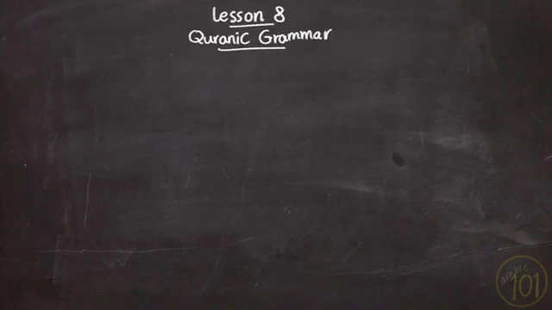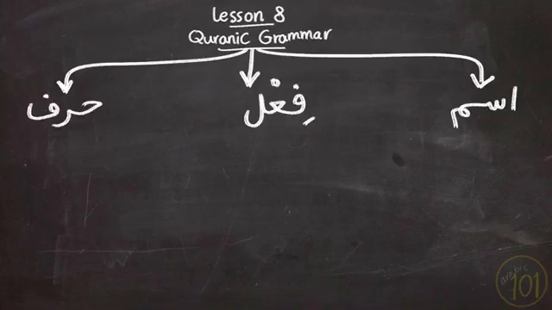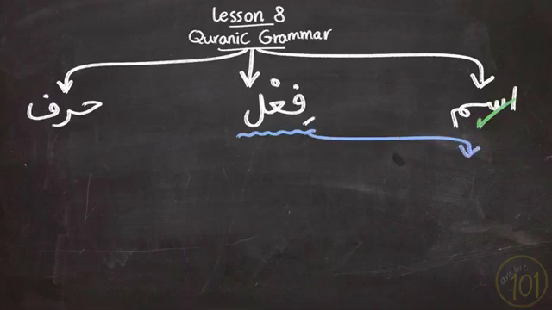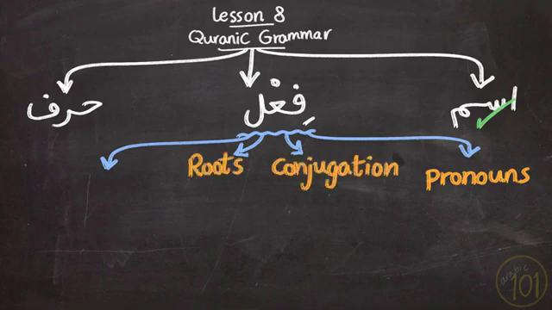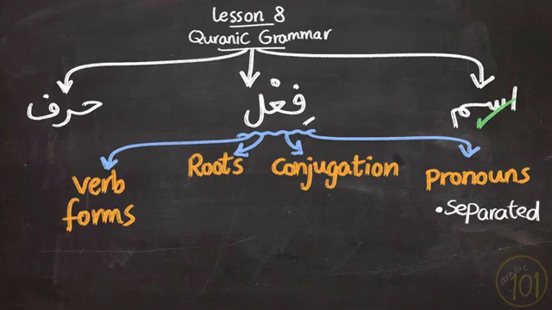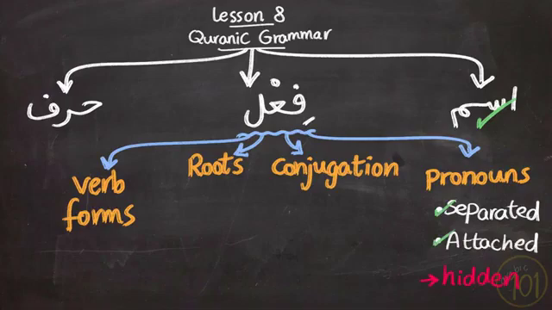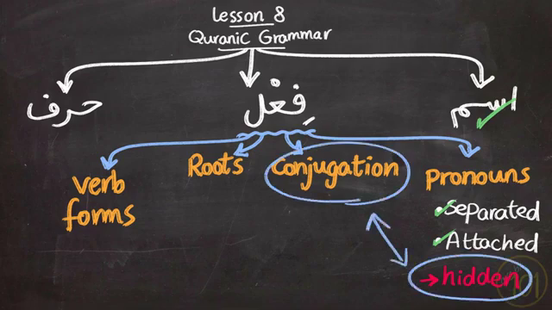Two lessons ago, we started with the Arabic verb, and we have been learning how to deal with the Arabic verb through discussing 4 topics, which will make understanding Quranic verbs and dealing with them much easier. And we started with pronouns, and we learned about separated and attached pronouns. And today we'll learn about the hidden pronouns. But this topic will go hand in hand along with the verb conjugation.